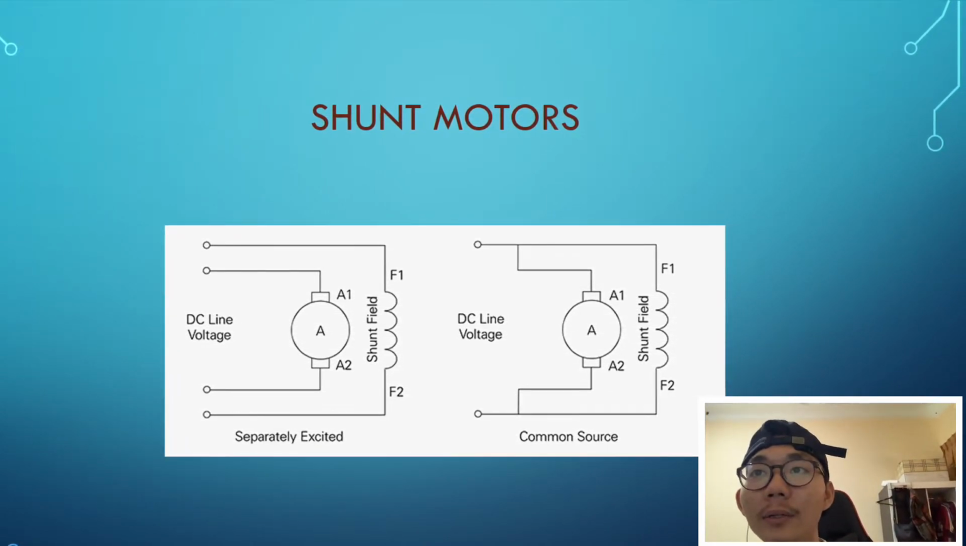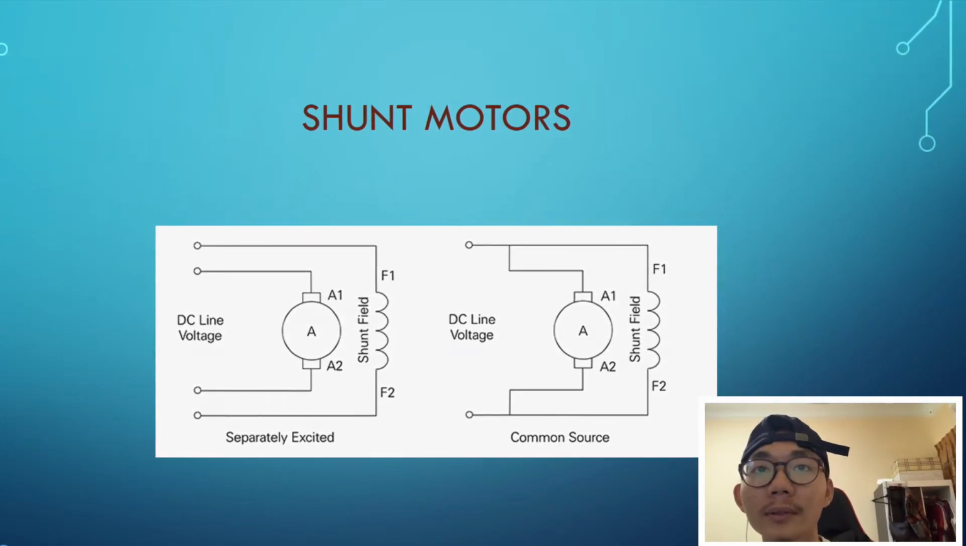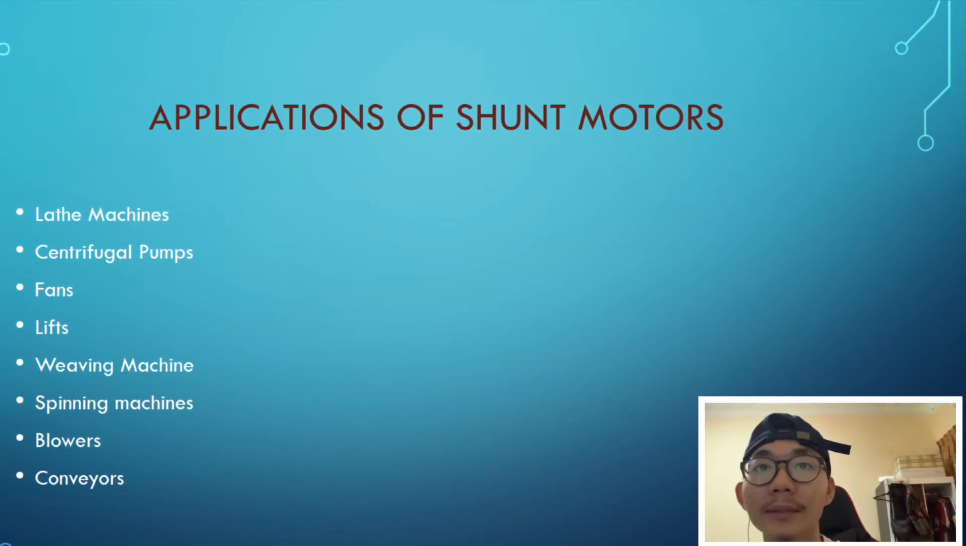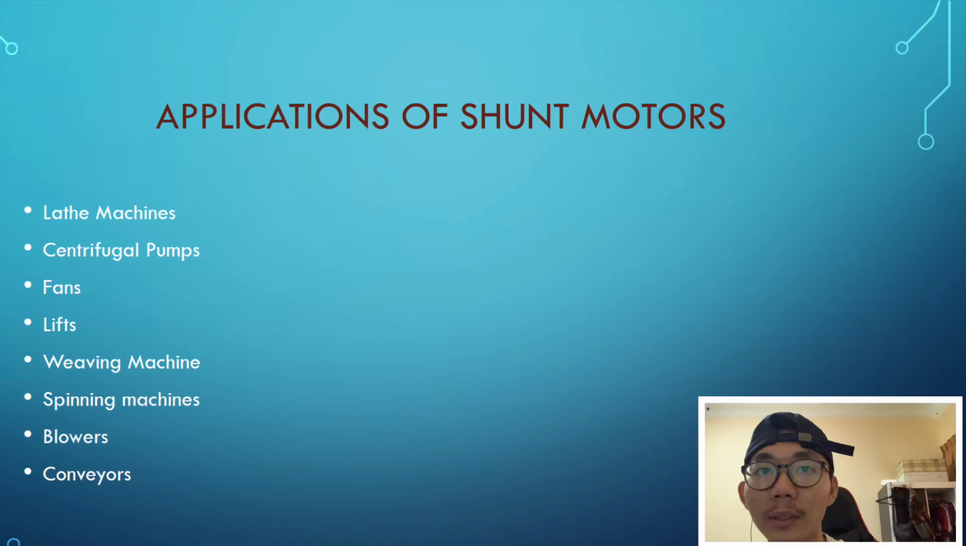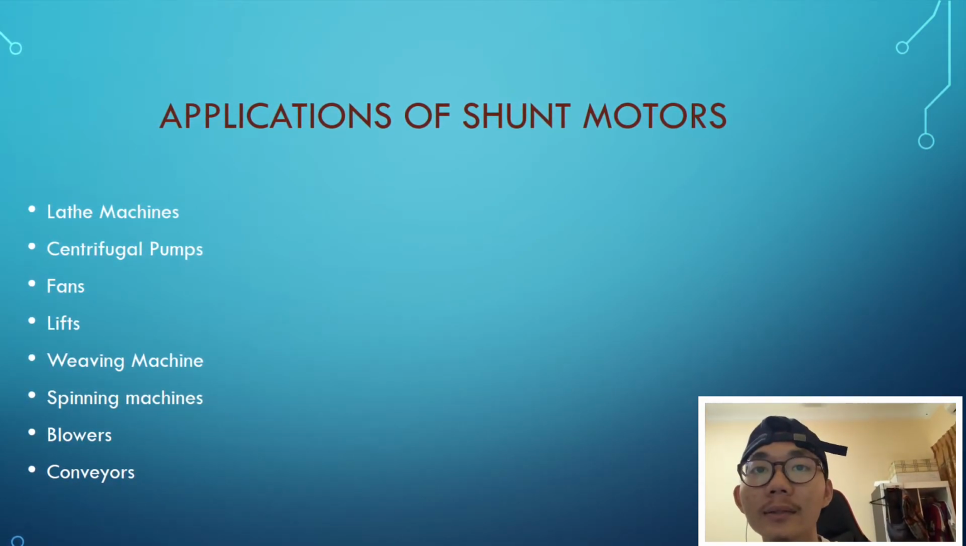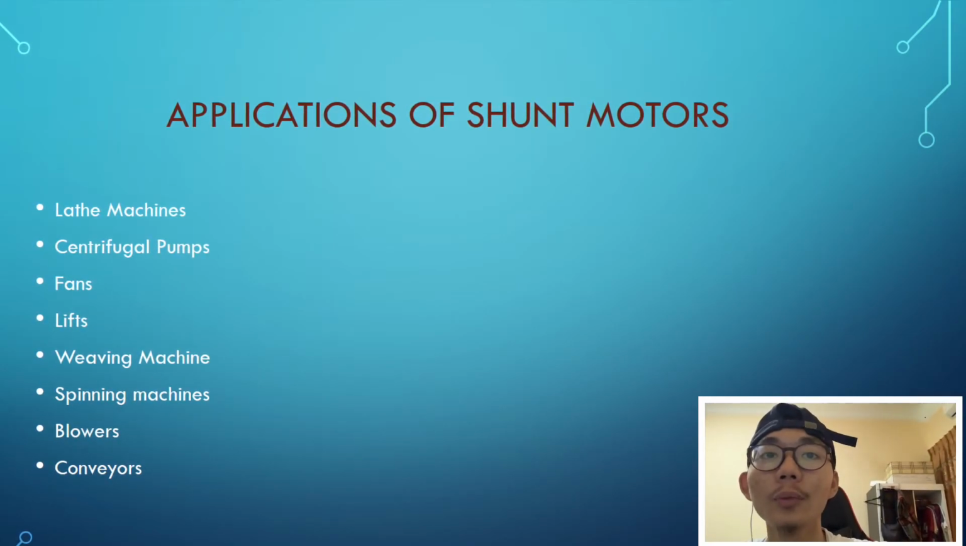The application of shunt motor is first lathe machine. Second is centrifugal pump, fans, lathe, weaving machine, spinning machine, blower, and conveyor.